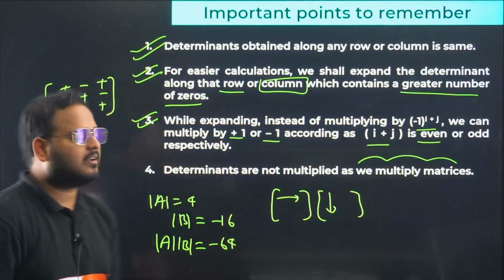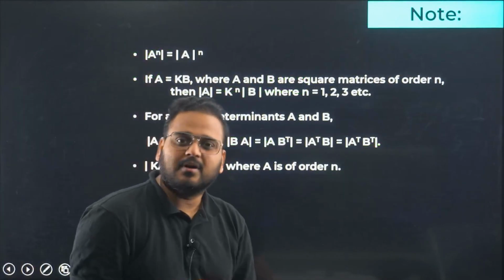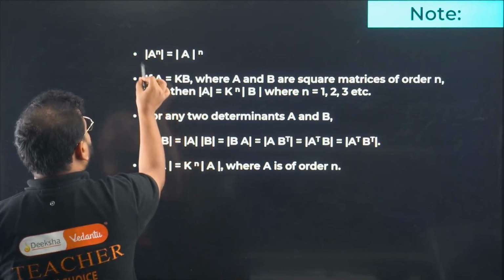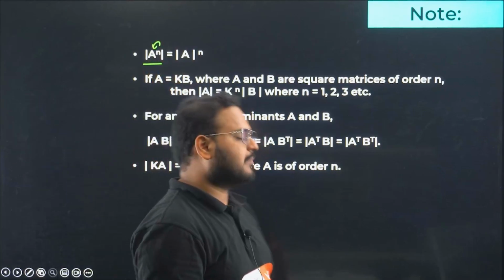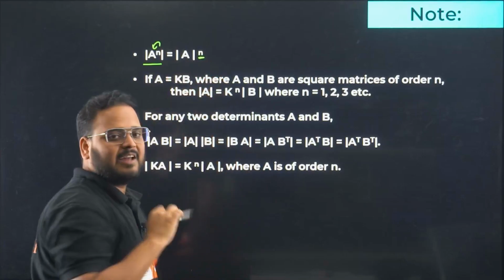Simple enough, clear enough. Now next we have a few notes to remember, some important properties. If you are dealing with a determinant when the matrix has a positive integral power, what you do simply is take the power outside as n as it is and find the determinant.